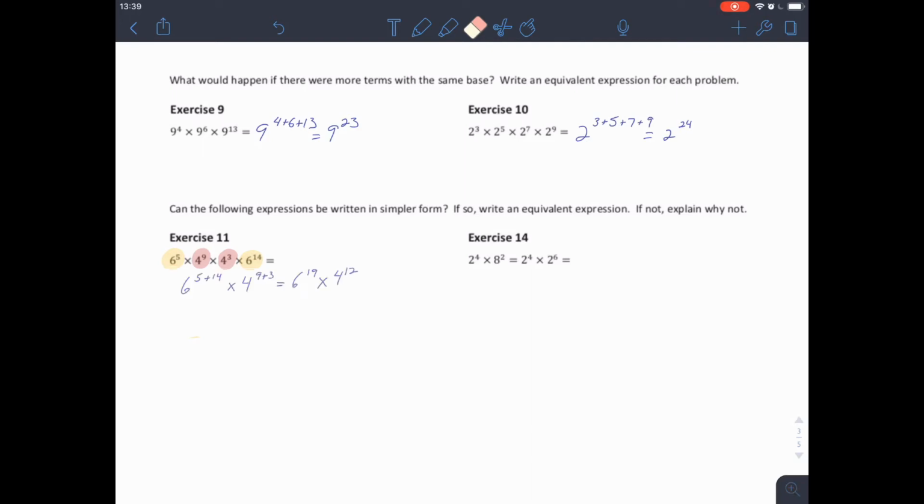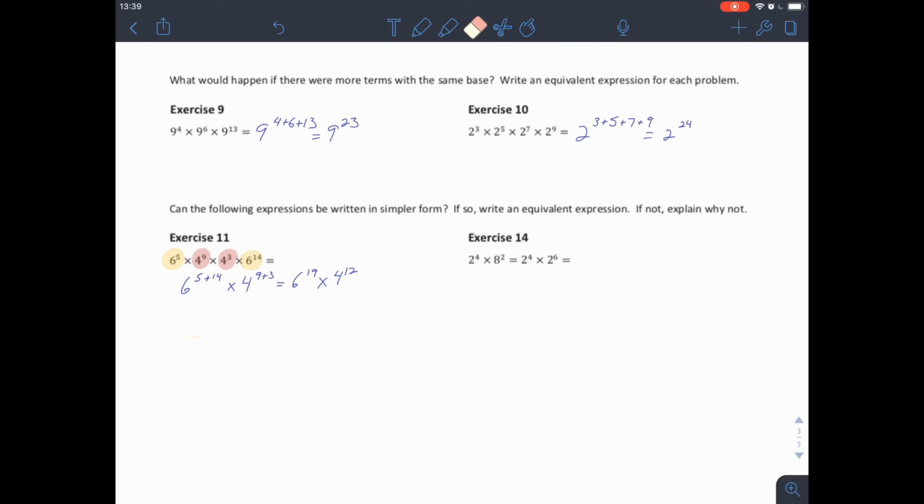So I could do the 6 to the 5th plus 14th power times the 4 to the 9 plus 3 power. So I end up with 6 to the 19th power and 4 to the 12th power when I add together the exponents. Again, you can only add the exponents that have the same base that are being multiplied together.